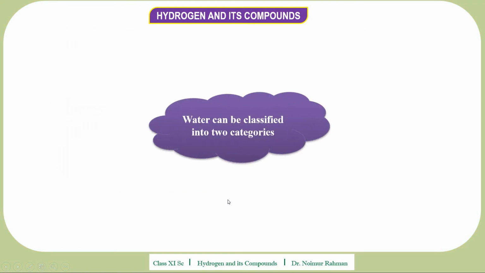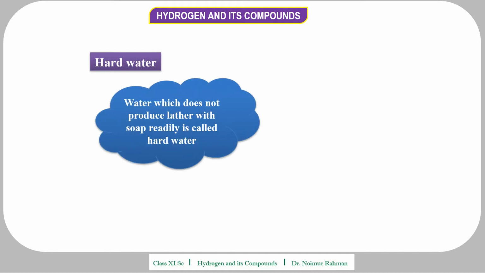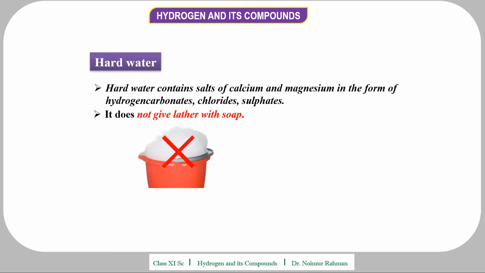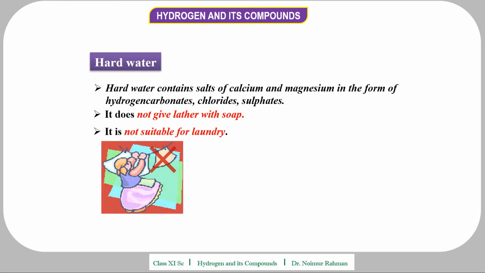Water can be classified into two categories. First, hard water. Second, soft water. Hard water is the one which does not produce lather with soap readily. Hard water contains salts of calcium and magnesium in the form of hydrogen carbonates, chlorides, sulfates. It does not give lather with soap and hence it is not suitable for laundry purposes.